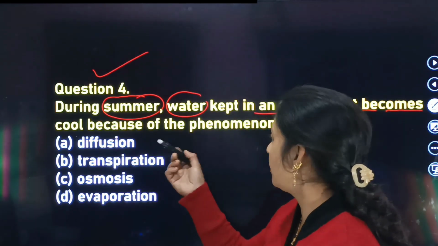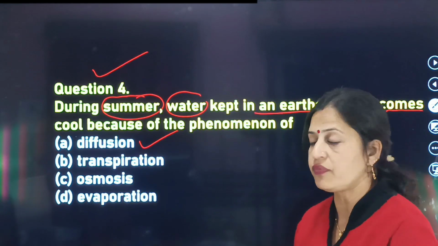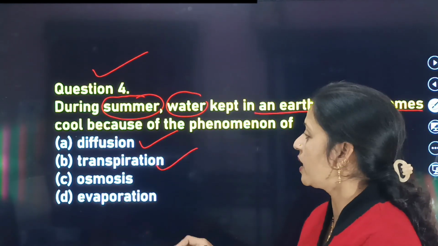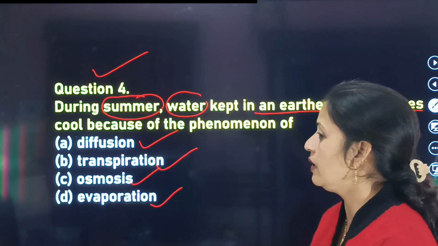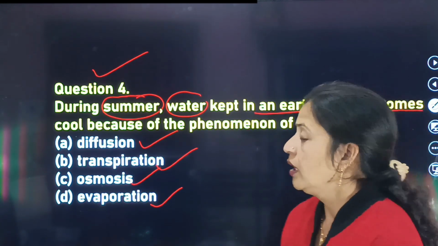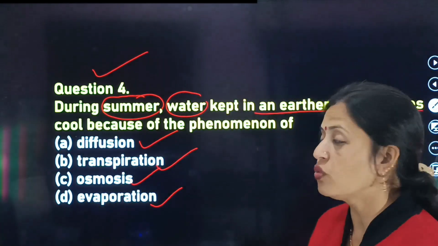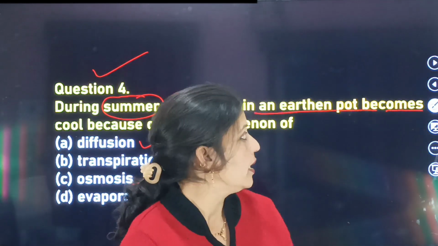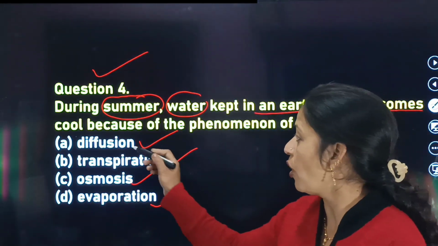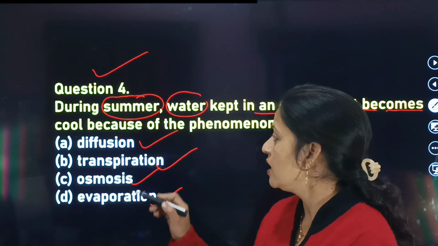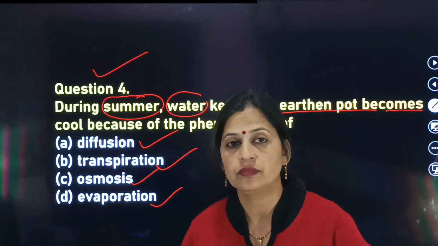That phenomenon is due to either the property of diffusion, second one is transpiration, third one is osmosis, and the fourth one is evaporation. During summer, in an earthen pot, water kept becomes cool. So this property is due to the phenomenon of either diffusion, transpiration, osmosis, or evaporation.